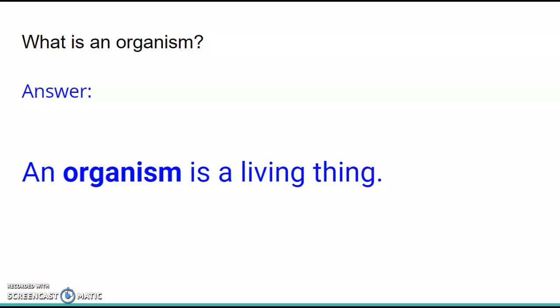Then I go to the next slide to check my answer. It says an organism is a living thing. And so that matches. If I don't know that, that tells me that that's one of the things that I need to study, that I'm not familiar with the definition of an organism.